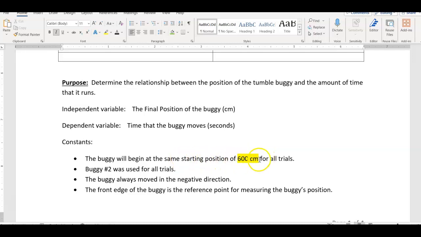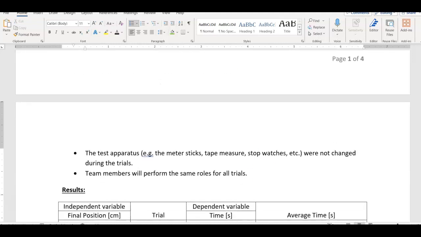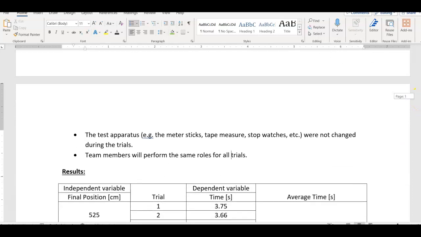So here, in the example I'm using, the buggy started at position 600 centimeters for all trials. And give me the specific buggy number that you used, and be specific in what direction the buggy traveled during each of the trials. But we did discuss these constants in class. Okay, the next section is the results.